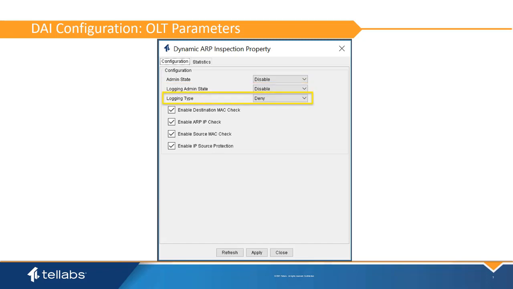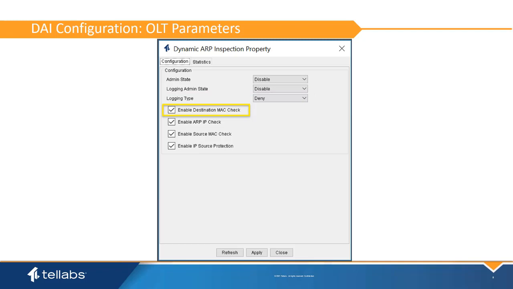Setting logging type to deny will log only denied or dropped ARPs. Permit will log only permitted ARPs, and both will log both permitted and denied ARPs. Typically, you should only log denied ARPs unless debugging a situation. Logging all permitted ARPs can cause logging of hundreds of events per second.